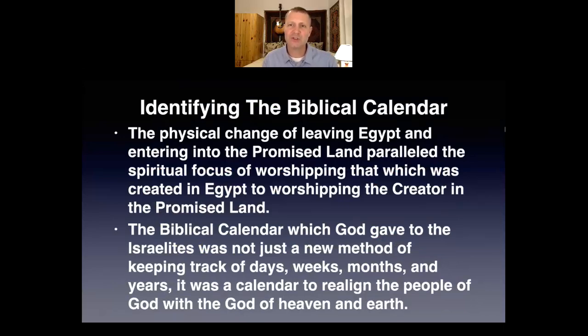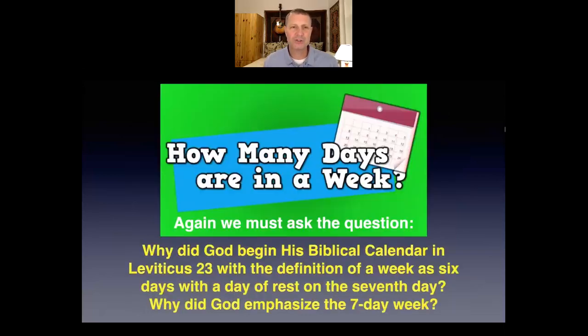The physical change of leaving Egypt and entering into the promised land paralleled the spiritual focus of worshiping that which was created in Egypt to worshiping the Creator in the promised land, right? So the old religion of Egypt to the one religion of worshiping the Creator. The biblical calendar which God gave to the Israelites was not just a new method of keeping track of days, weeks, months, and years. It was a calendar to realign the people of God with the God of heaven and earth. It was a spiritual change.